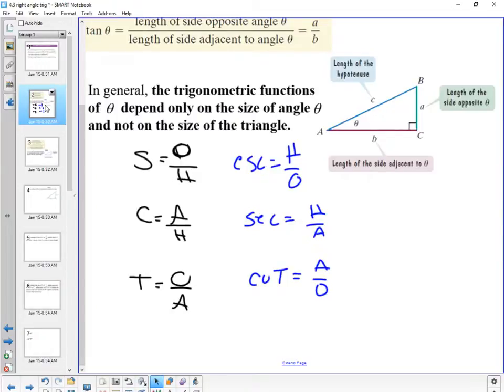Wait, where did you get O? O is opposite. O is opposite. Yeah, it's not a 0.